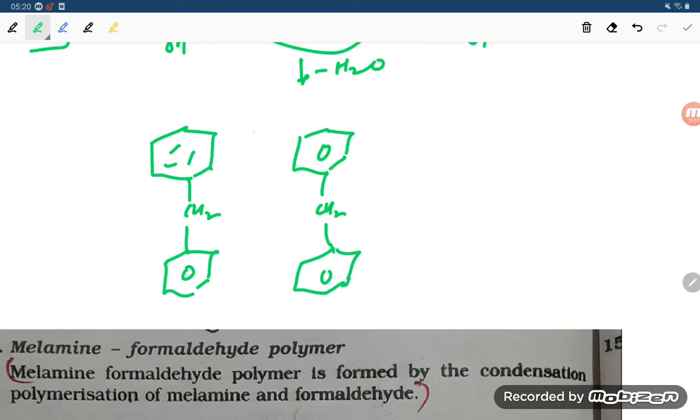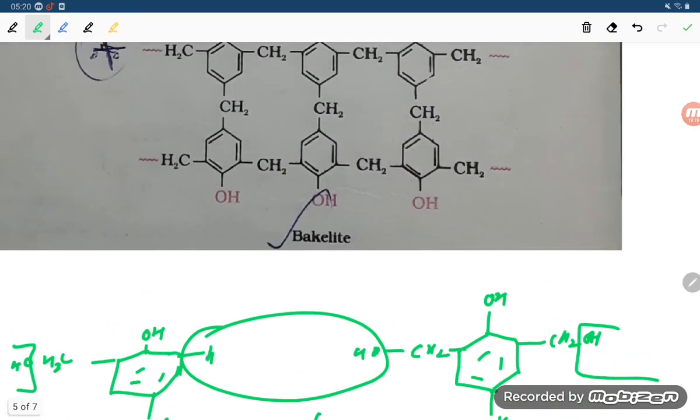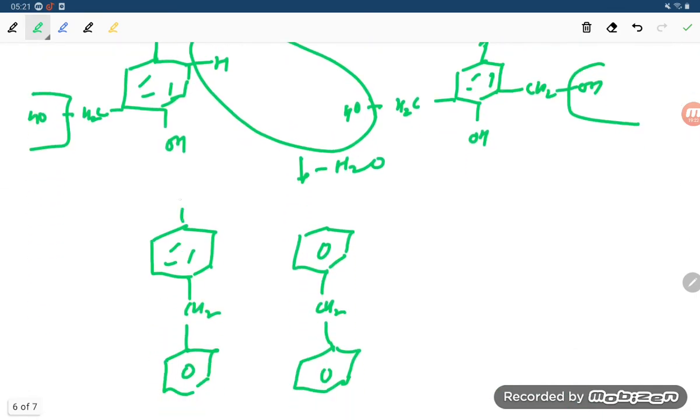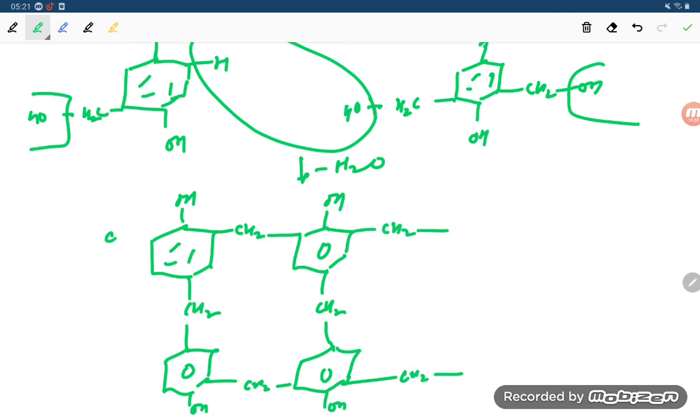This group is there, student. Here we will be able to add it, because the phenolic group OH is here, here is also OH, this side OH is there, this side OH is there. So on the ortho position we can put the bonding like that, student. Here is the CH2 group, this is the CH2 group, and this is also CH2, and this is also CH2. So this is the bakelite. This type of reaction is an example of bakelite, student.